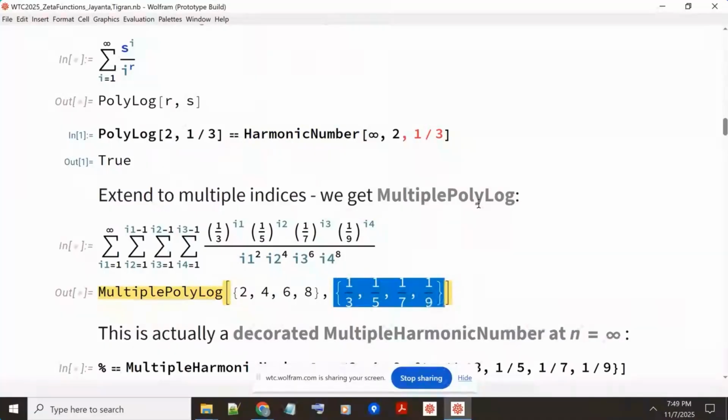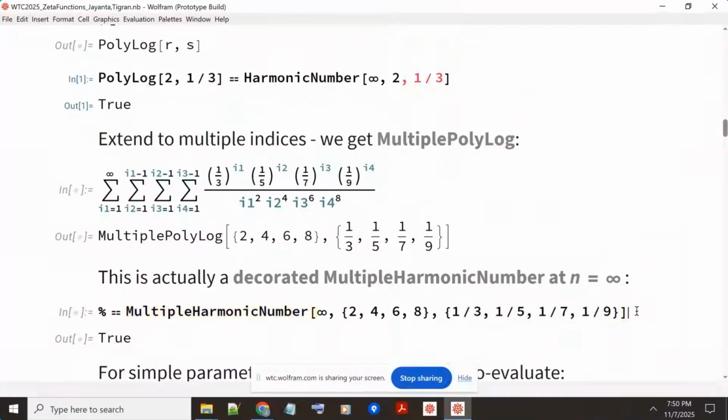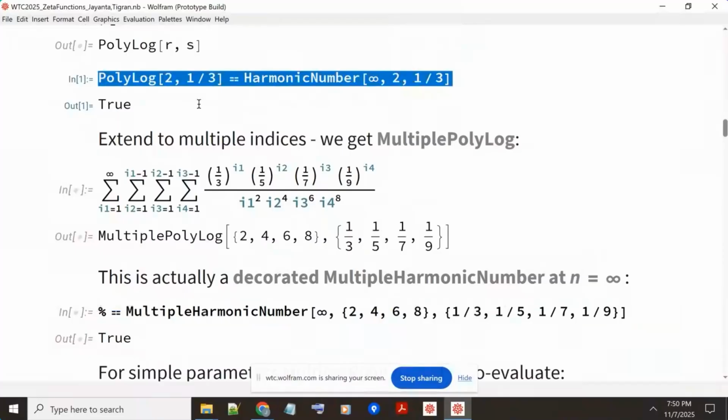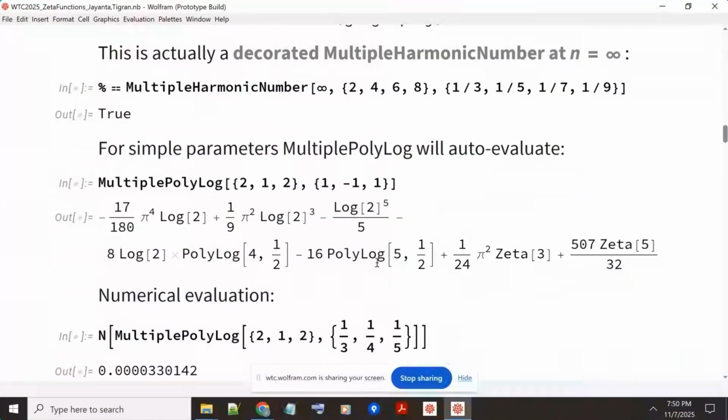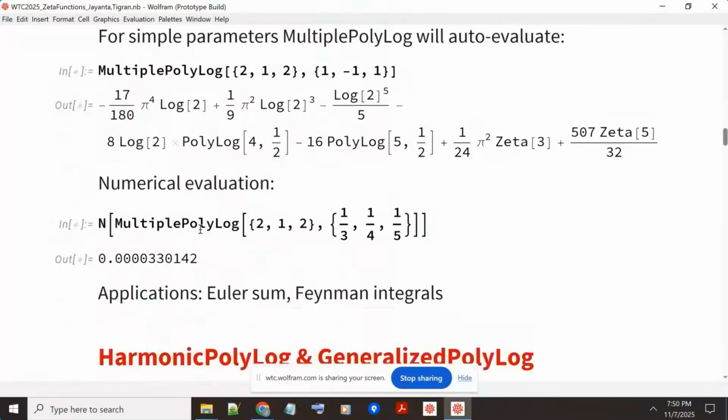Okay, and this is actually a decorated multiple harmonic number at n equal to infinity. By decorated, I mean that we have these decoration values present over here. So we can compare this with the one-dimensional version here. Now again, similar to multiple zeta, multiple polylog will auto-evaluate in terms of log, polylog, and so on for relatively simpler arguments, or if the arguments follow some special patterns. But otherwise, in general case, it may not auto-evaluate, but we should be able to evaluate it numerically.